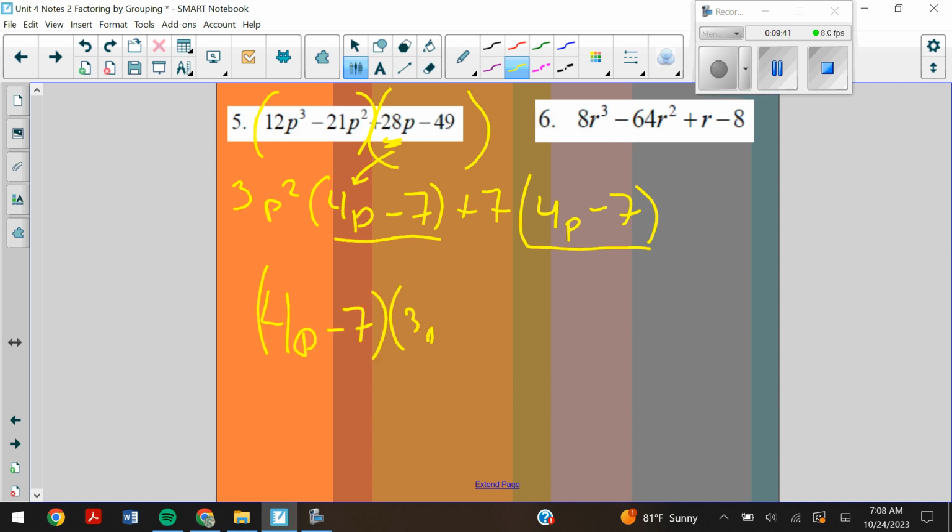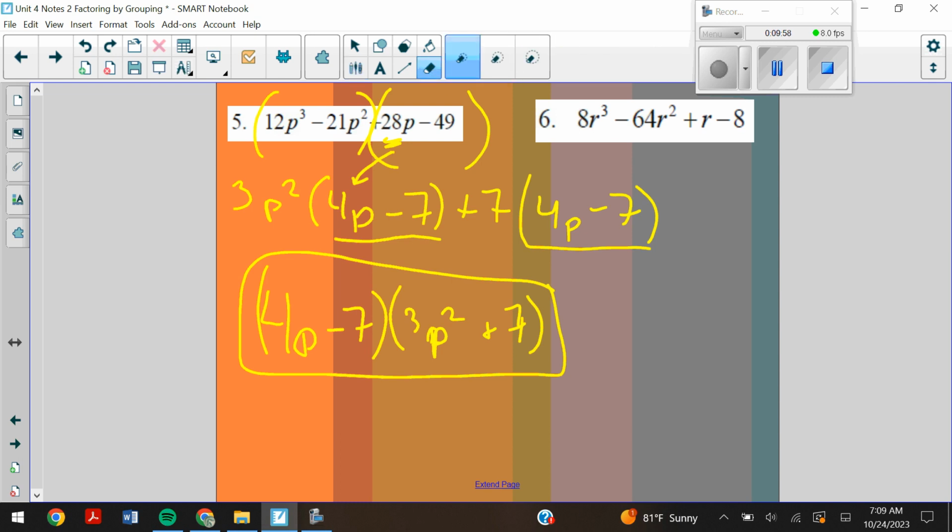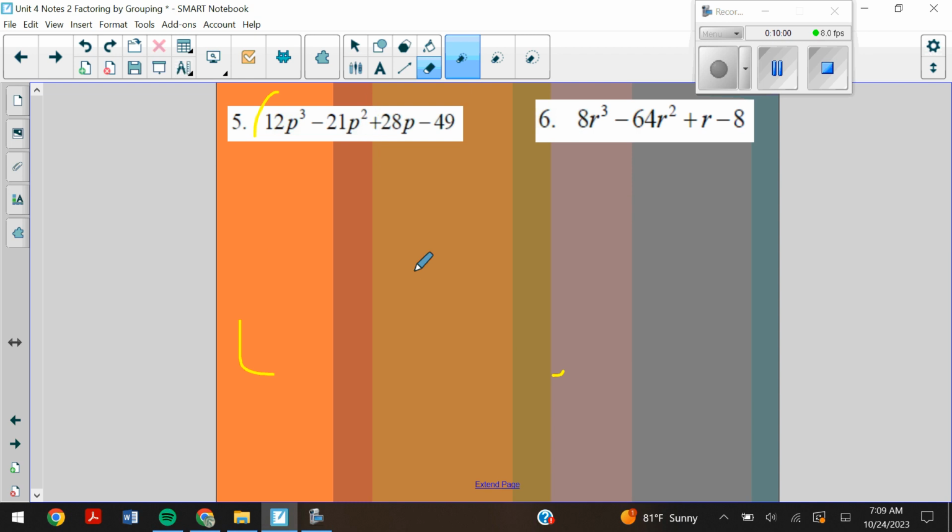And then 3 and square. So 7. So we have 4p minus 7 times 3p squared plus 7. All right, I'm going to go ahead and clear this off for us.